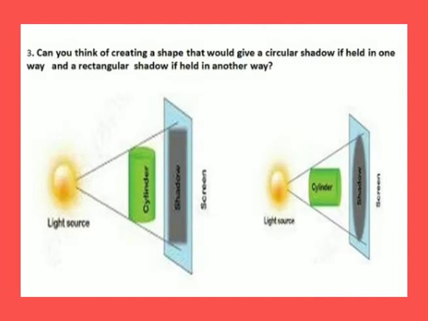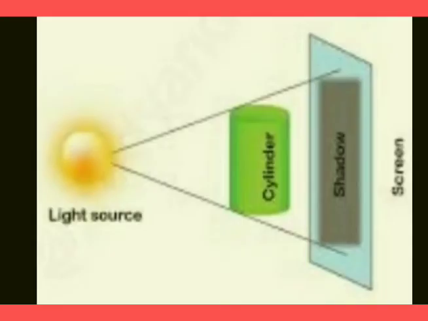Question number 3. Can you think of creating a shape that would give a circular shadow if held in one way and a rectangular shadow if held in another way? Let's think of a cylinder. It has a circular face at one end and a rectangular face on the other. When light falls on this face of the cylinder, the shadow formed is rectangular because the cylinder doesn't allow light to pass through it.